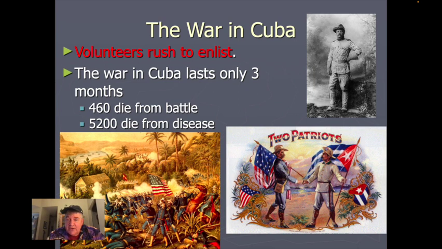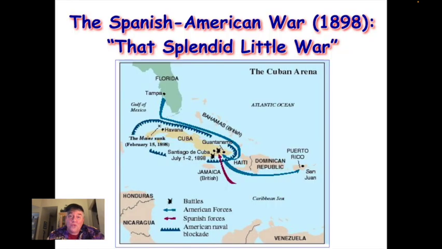Right? There's Teddy Roosevelt there fighting. 460 died from battle, so not very big, but 5,000 plus died from malaria, yellow fever. It's those mosquitoes, right? That's the real enemy. So the war's pretty much over pretty quick, right? Within 3 months. We get Cuba. We'll talk about what we're going to do with Cuba, but we also want those Philippines.